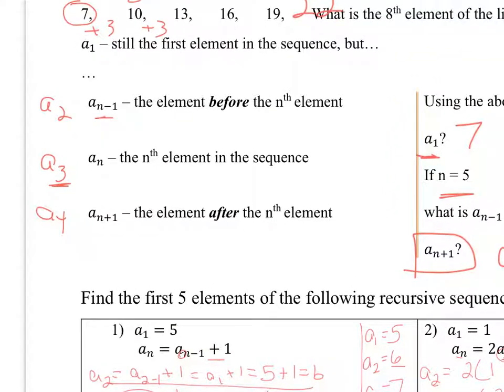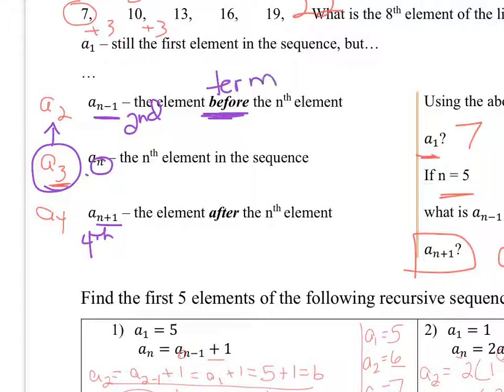So if I say a sub 3, 3 is your n, that means n minus 1 is the one before it, so that's the second term. That would have been the second term. And this one would have been the fourth term, because this is n plus 1. So the n minus 1s tend to confuse me and other people. If you see n minus 1, think the term before. And if you see n plus 1, think of the term after.